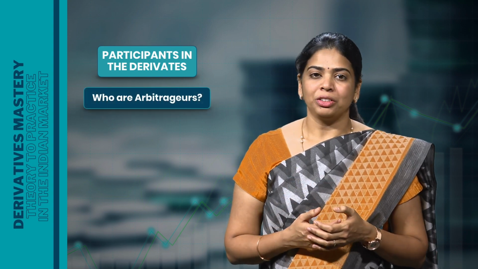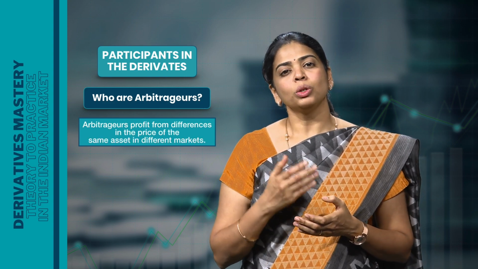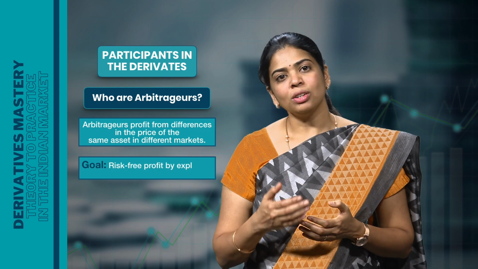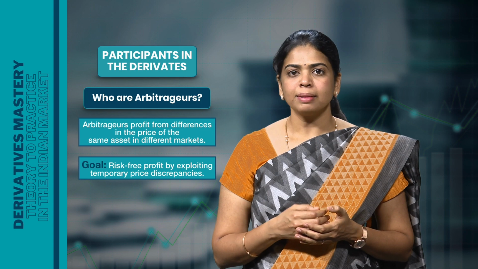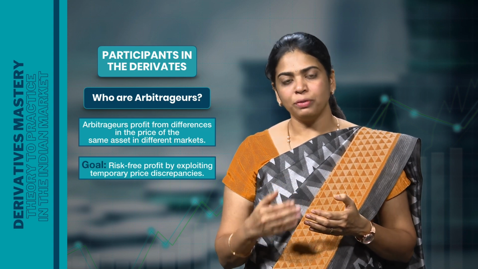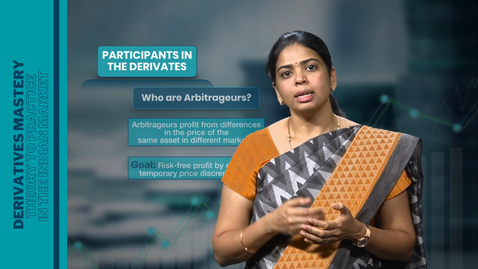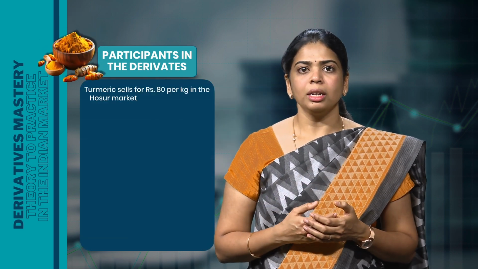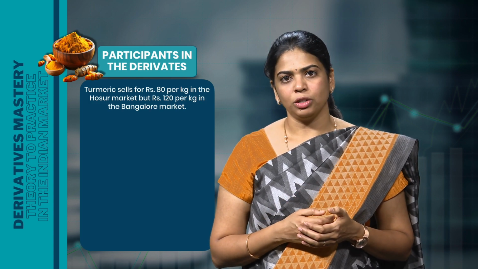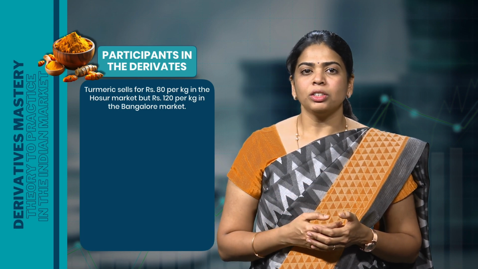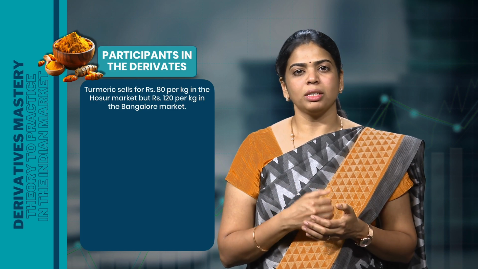Now, who are arbitrageurs? An arbitrageur is someone who looks for price differences in different markets to make a risk-free profit. Unlike hedgers and speculators, arbitrageurs are not trying to predict future price movements. Instead, they exploit the price differences that already exist. Imagine an arbitrageur notices that the price of turmeric in Hosur market is rupees 80 per kg, but in Bangalore market it is selling for rupees 120 per kg at the same time. So the arbitrageur sees an opportunity to make a risk-free profit by taking advantage of this price difference.